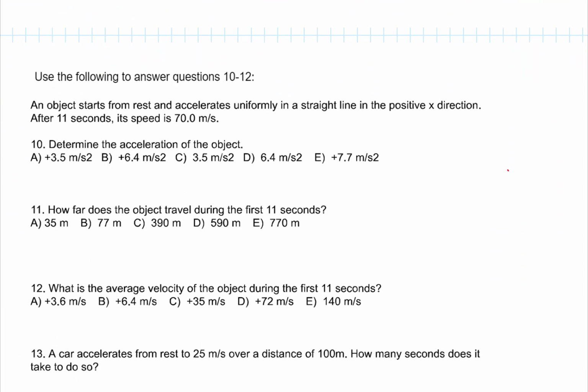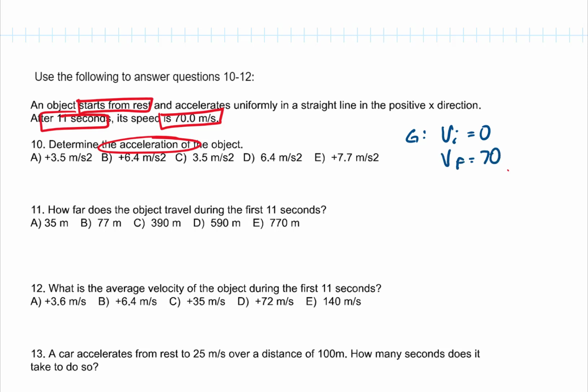(10 through 12). Use this. An object starts from rest and accelerates uniformly in a straight line in the positive direction. So we start from rest. After 11 seconds, the speed is 70. Then 10 is determine the acceleration. So, for my givens, the initial velocity is 0. We start at rest. Our final velocity is 70 meters per second. The time is 11 seconds. And for this first question, the unknown is acceleration.